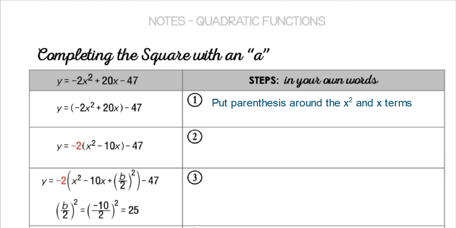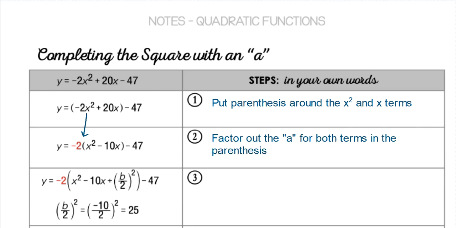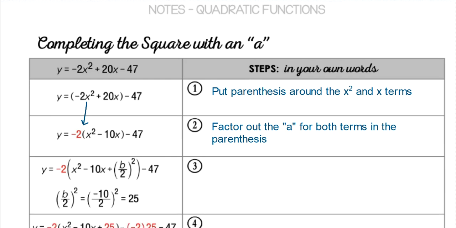What we do to start that process is we are going to factor out that a value. To do that, we're going to factor it out from both terms in the parentheses. That way we get that a value out in front of our vertex form that we're eventually going to get into.